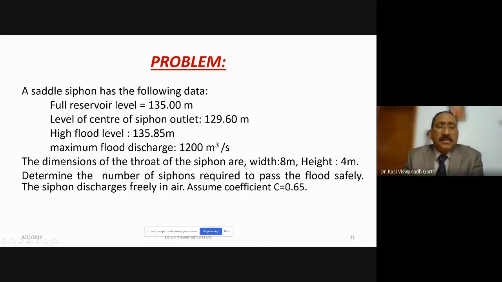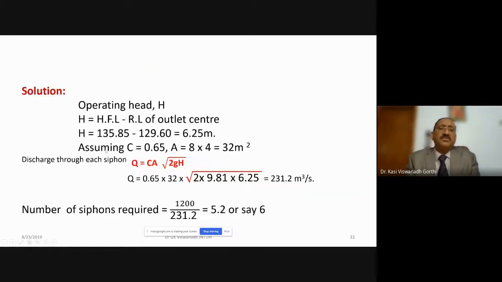The maximum flood discharge is 1200 cubic meters per second. The dimensions of the throat of the siphon are width 8 meters and height 4 meters. Determine the number of siphons required to pass the flood safely. The siphon discharges freely into the air and assume the coefficient C is about 0.65. So the operating head H would be HFL minus RL of the outlet, which is 129.6. So 135.85 minus 129.6, which is 6.25 meters, is the total operating head.